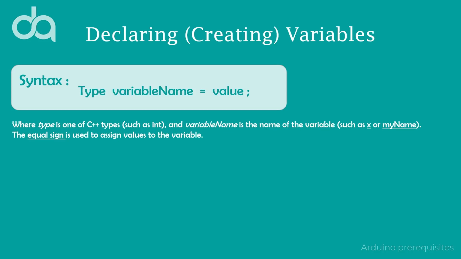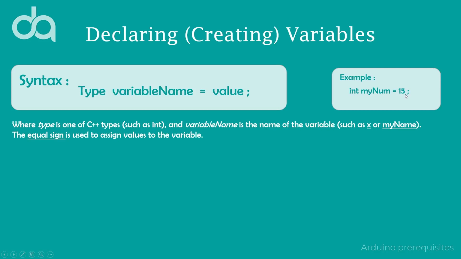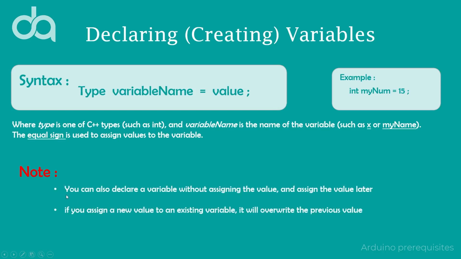To create a variable that should store a number, look at the following example: int myNum = 15; and that's it. Now we have two notes. The first note is you can also declare a variable without assigning the value and assign the value later. And the second note is if you assign a new value to an existing variable, it will overwrite the previous value. I will show you in the Arduino tutorial, so don't worry about that.